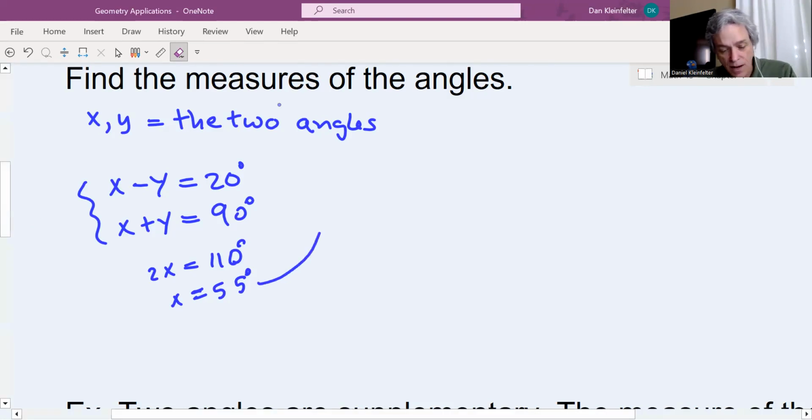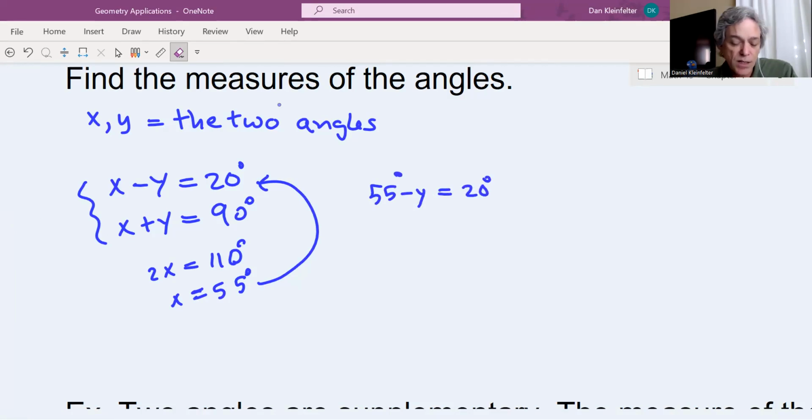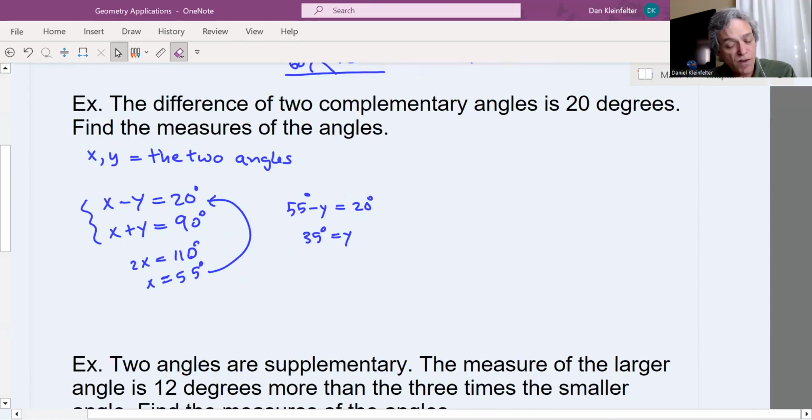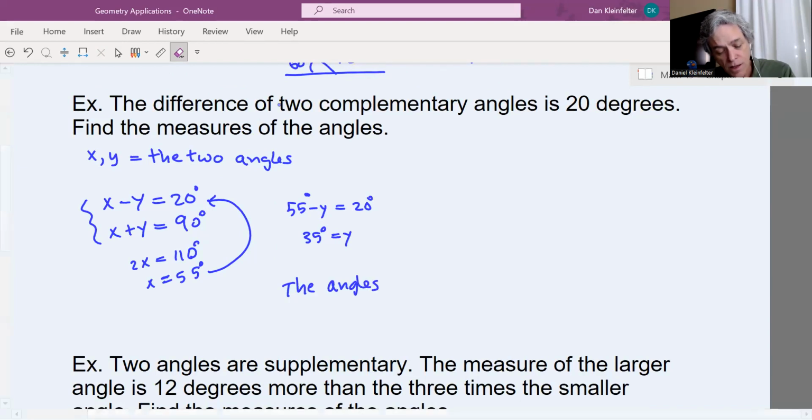has to be. I'm going to use the first one just because the numbers are a little bit smaller. So 55 minus y is equal to 20. And so y has to be 35 degrees. So the two angles are 55 and 35. Okay, so that's pretty nice.